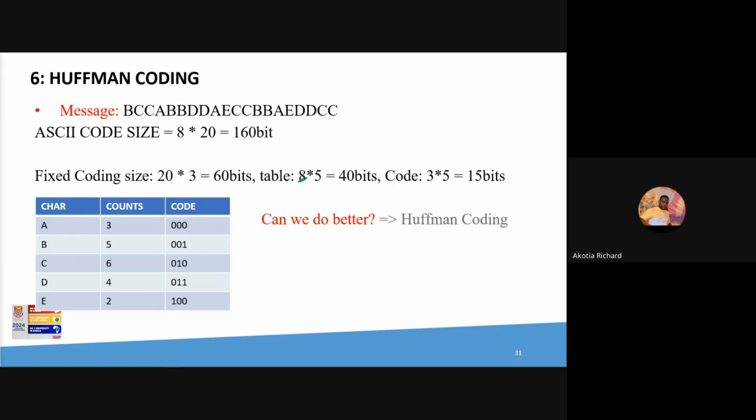So the count is the total number needed to represent the different alphabets. That is how we got the 5. And from the table, the 8 times 5, the 8 is also a constant. It's fixed. Yes, the 8 is the standard size, a standard bit.